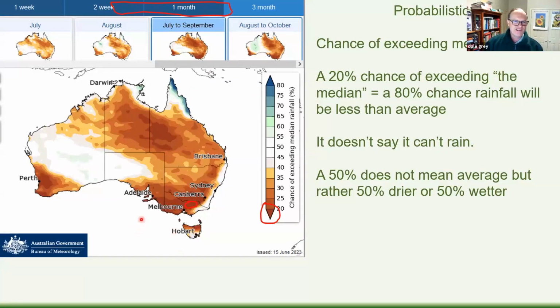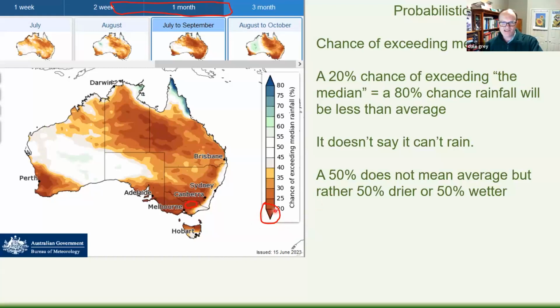And, you know, if you just didn't know what you're looking at here, you'd be looking at that and going, gee, there's a lot of brown on that map, Rob. That must be saying it's not going to rain at all. And if we actually looked at the scale, we're going, there's a 20% chance of exceeding the median. And it's important to remember that by definition, that means there's an 80% chance that we're going to be less than the median or less than the average.